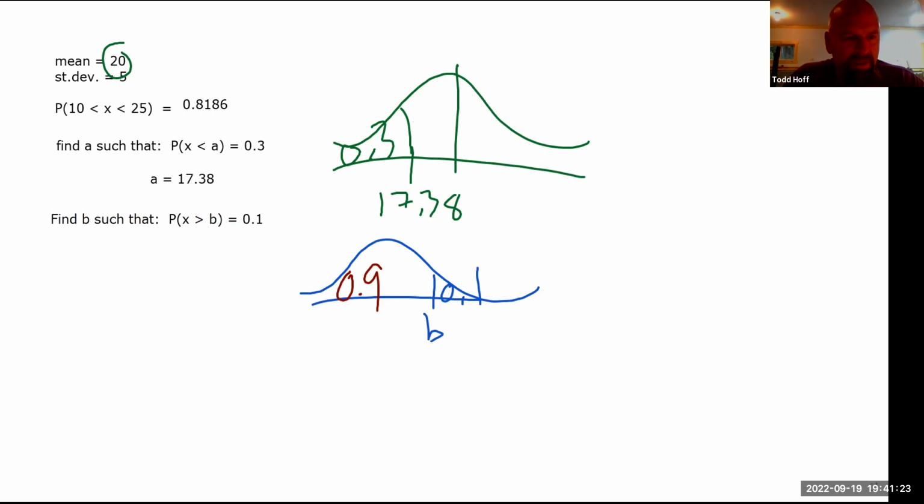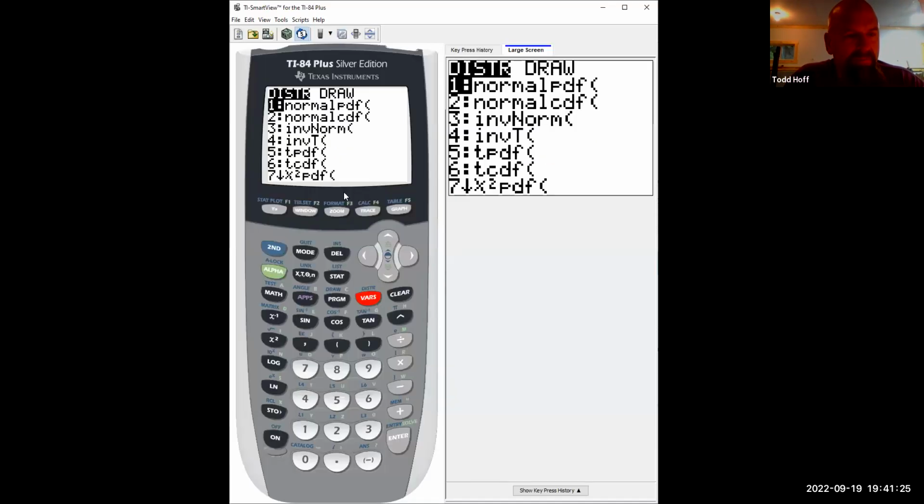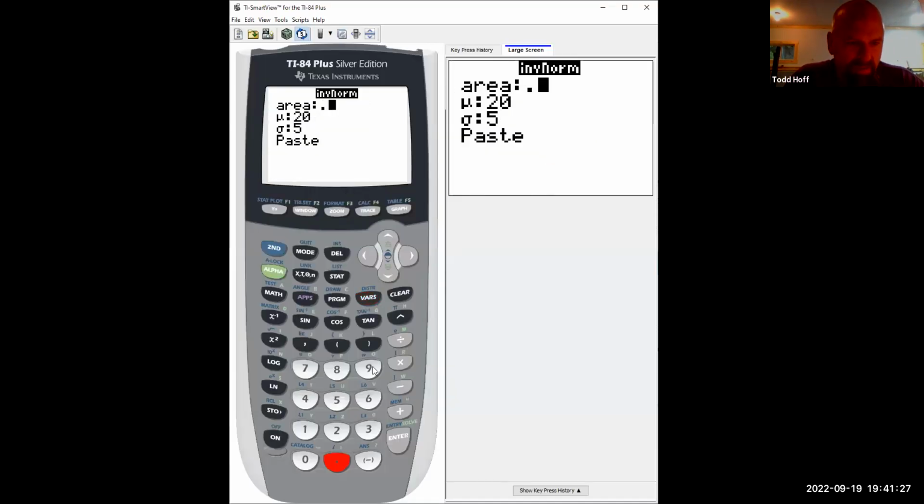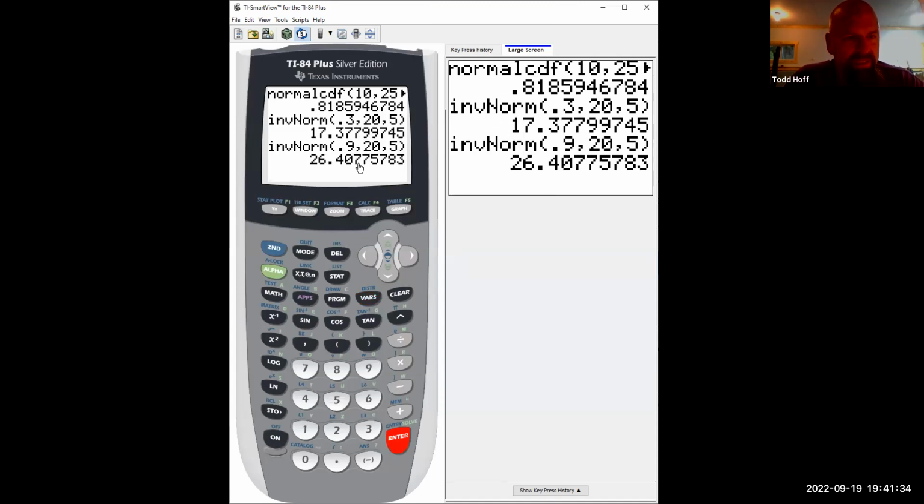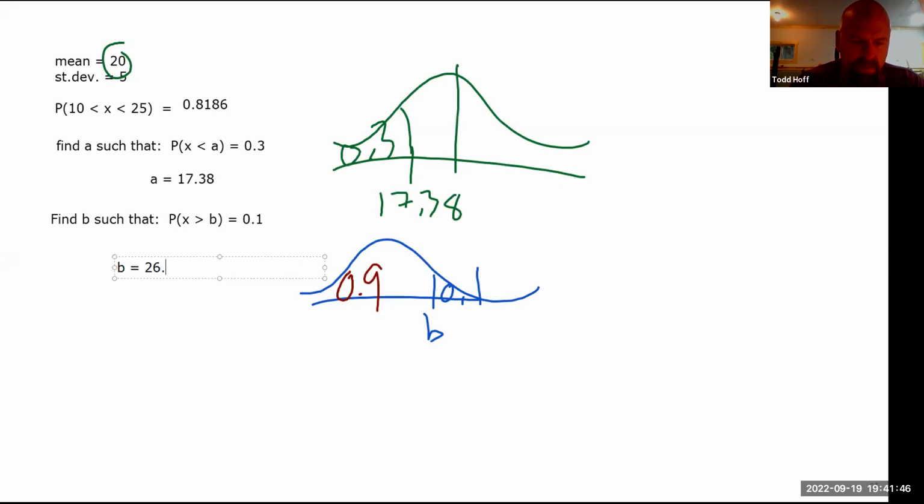So we go to the calculator, second distribution, inverse normal. 0.9 is the area to the left for a mean of 20 and standard deviation of 5, giving us 26.41 as that value. So this B here is 26.41.